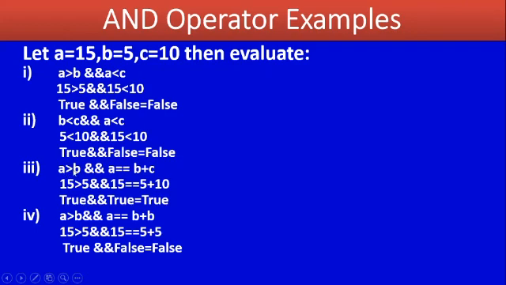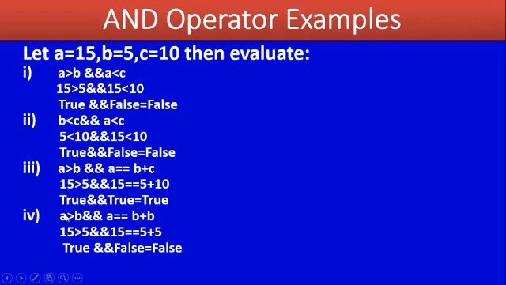Again, A greater than B and A double equal to B plus C. Here you have to compare. This is one expression. So A is 15, 15 greater than 5, true, and the value of A, 15, equal to 5 plus 10. 5 plus 10, you get 15. So 15 double equal to 15 is also true. True and true, the output is true.